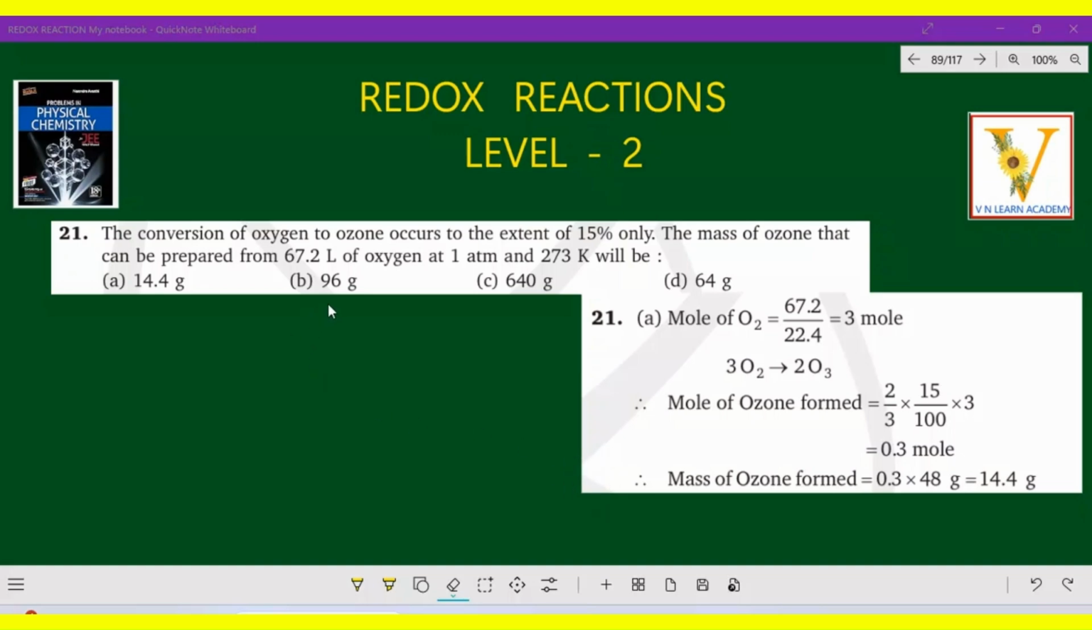Hello students, today we are going to see some more interesting and important questions from Narendra Avasthi sir's Physical Chemistry Redox Reaction Level 2. Come on, let us discuss a few more questions from this session.